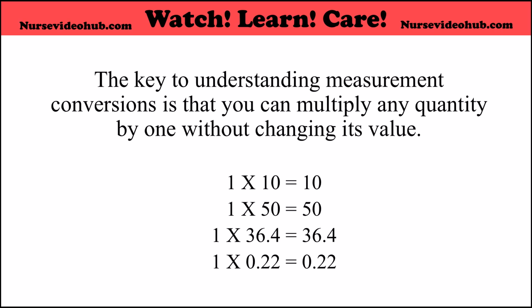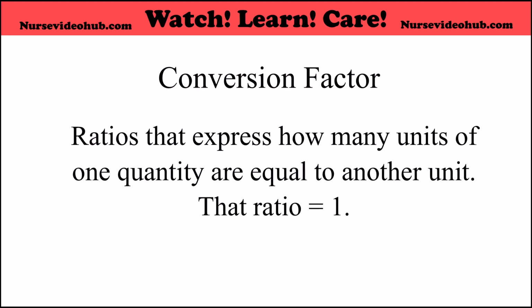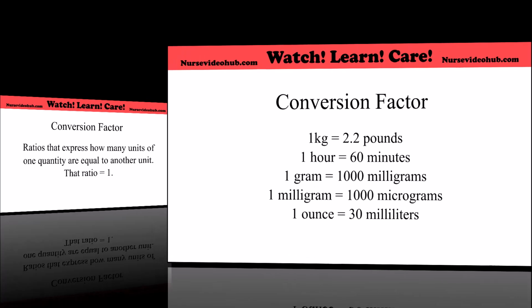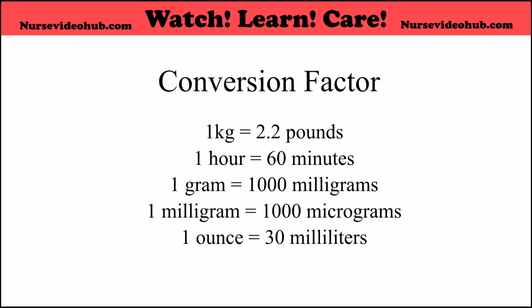A key to understanding measurement conversions is that you can multiply any quantity by 1 without changing its value. 1 times 10 is 10, 1 times 50 is 50, 1 times 36.4 is 36.4, 1 times 0.22 is 0.22. Conversion factors are ratios that express how many units of one quantity are equivalent to another unit, and that ratio equals 1. To convert measurement units, you multiply by the conversion factor, which equals 1, to change the unit without changing the quantity. These are common conversion factors used in dosage calculations.